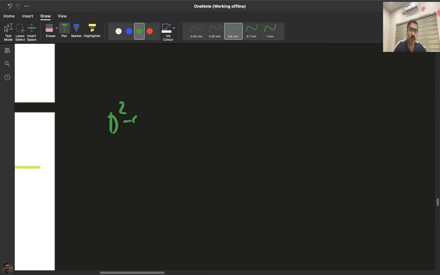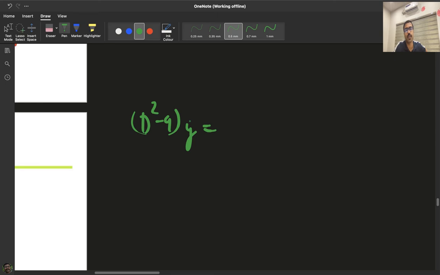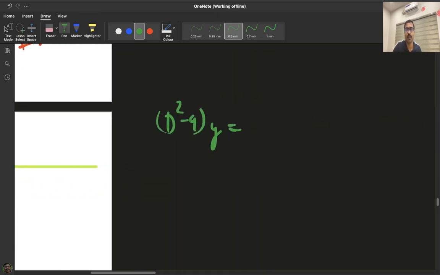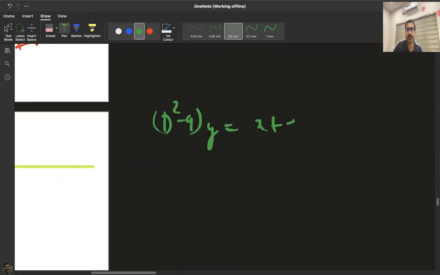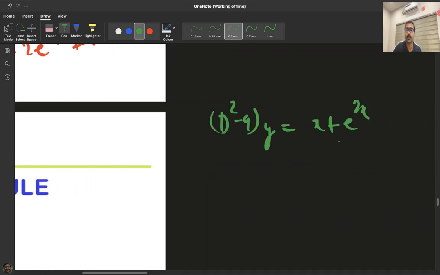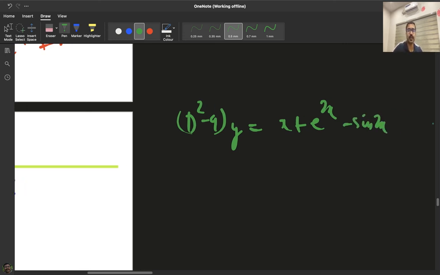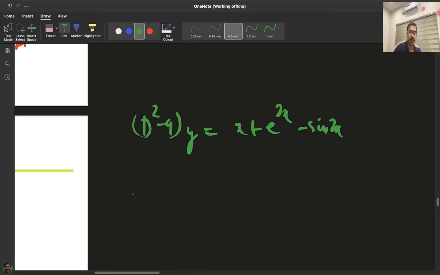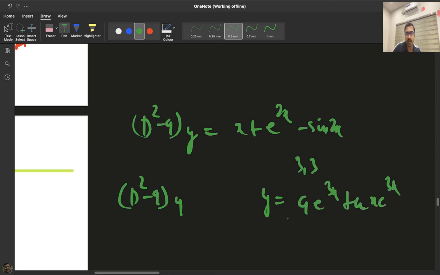D square minus 9y is equal to x plus e raised to 2x minus sin 2x. So first I'll write the final solution of the corresponding homogeneous equation, D square minus 9 y. The roots will be 3 comma 3, so it will be c1 e raised to 3x plus c2 x e raised to 3x. So that is your yh.